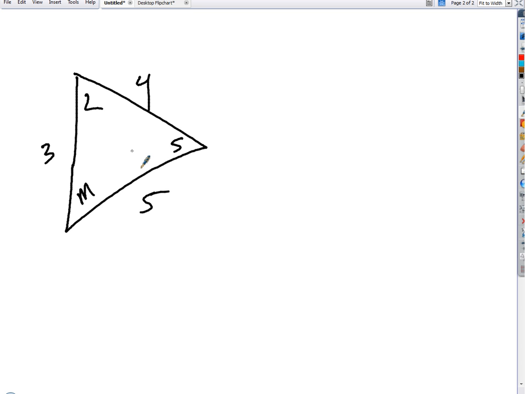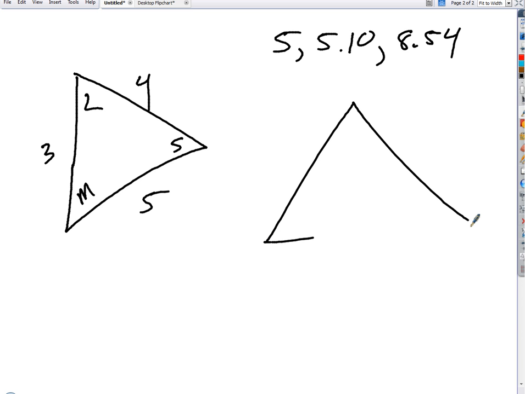So if I take the numbers from the last problem, weren't our numbers 5, 5.10, and what was the last one? 8.54. So if I wanted to make a triangle out of this, I know that the biggest side is opposite the 8.54. Okay? So it's going to look something like this.